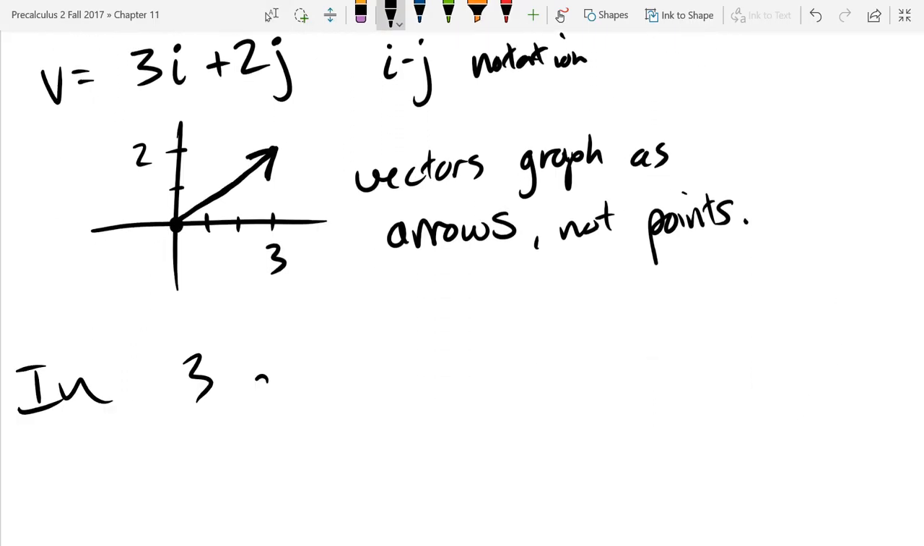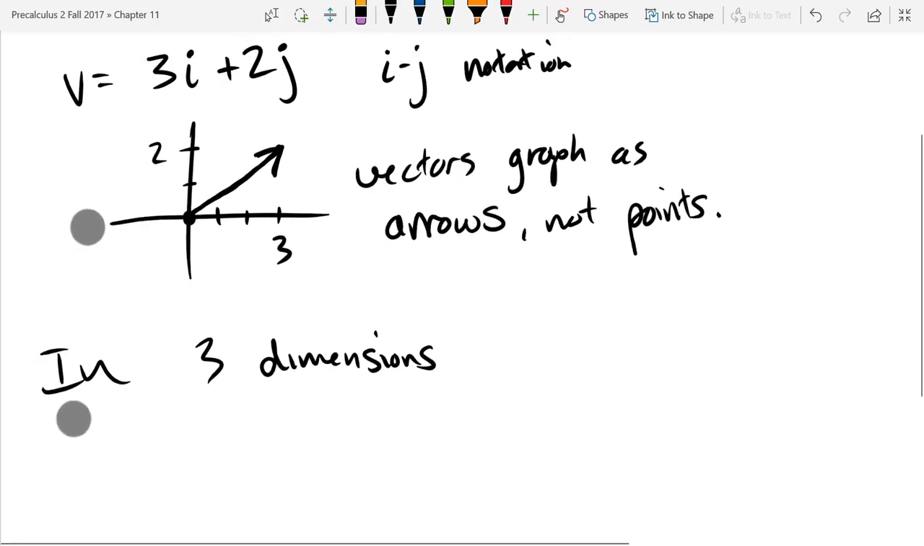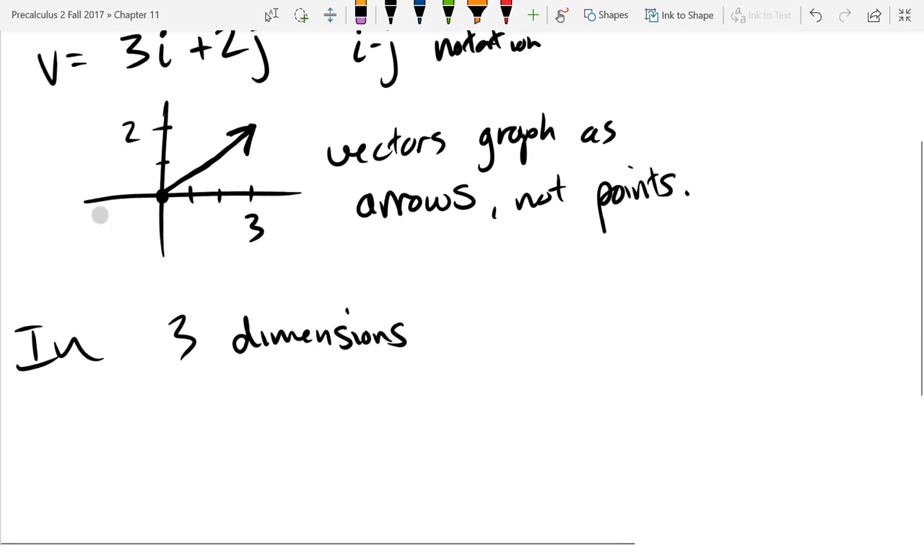So in three dimensions. Most people agree that our world has at least three dimensions. If you consider time, it's 4. And then depending on what else you're doing, there could be a lot more dimensions. But I don't think anybody's arguing that our world is two-dimensional. So it's at least three dimensions. So of course, we need vectors that live in three dimensions.